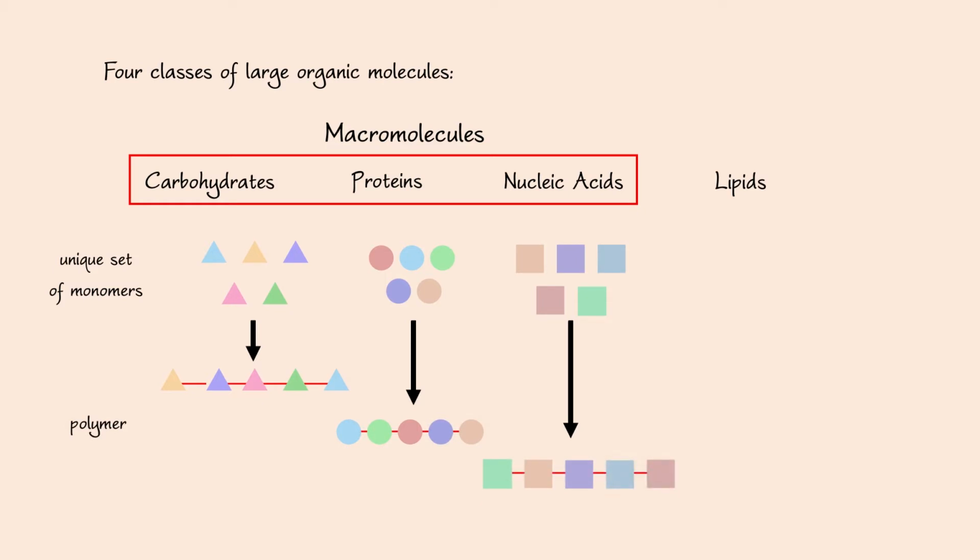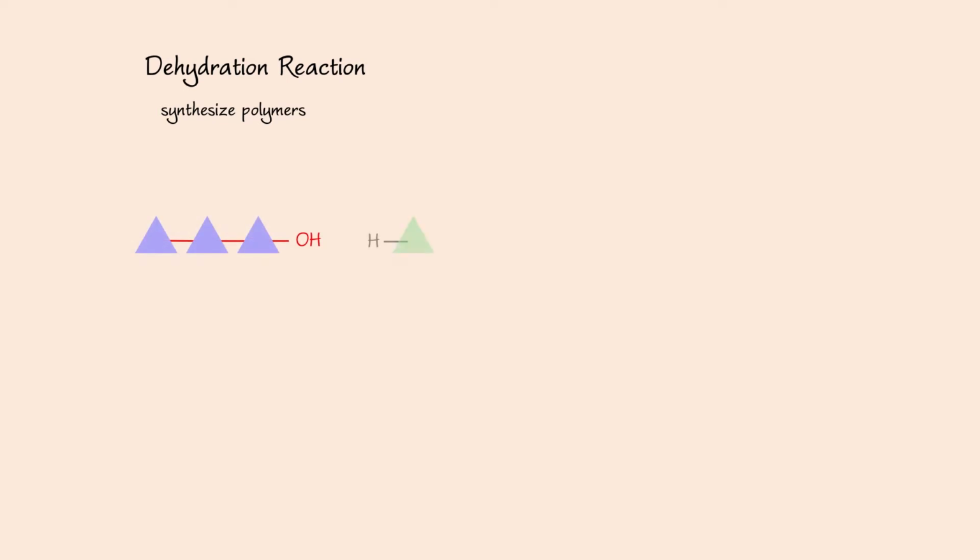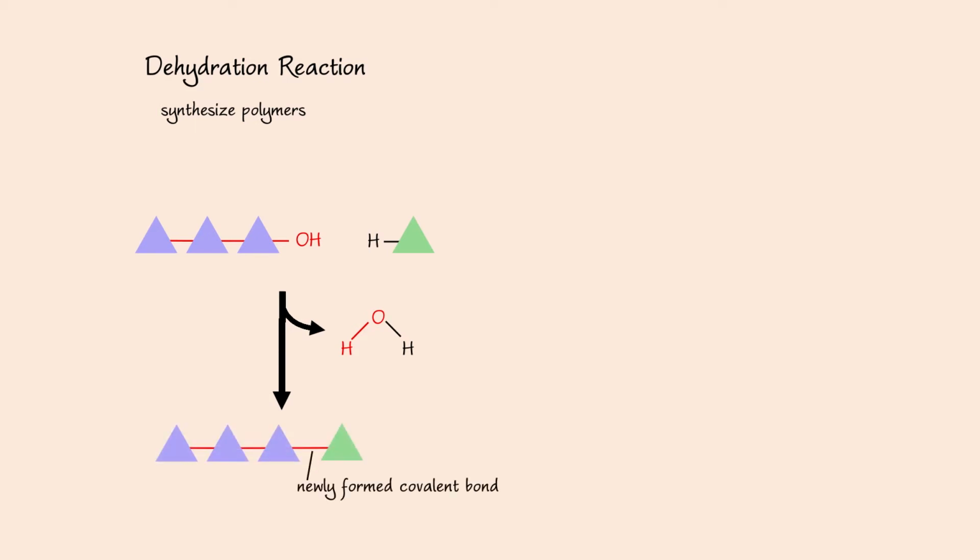Let's discuss two general reactions. A dehydration reaction is used to synthesize polymers. Consider a short polymer and a monomer. To attach the monomer onto the polymer, the monomer donates hydrogen and the polymer donates a hydroxyl group. This results in the release of a water molecule and the formation of a covalent bond that links the monomer to the polymer. The end result is the synthesis of a larger polymer.